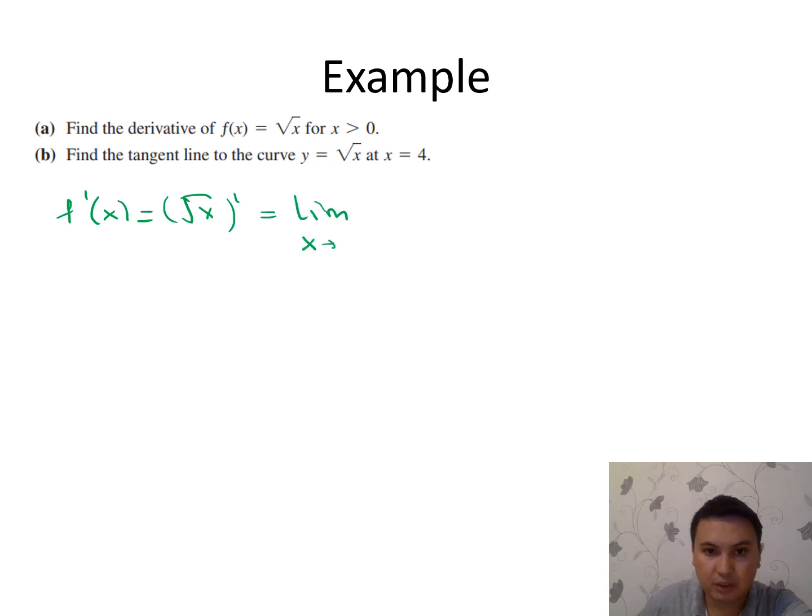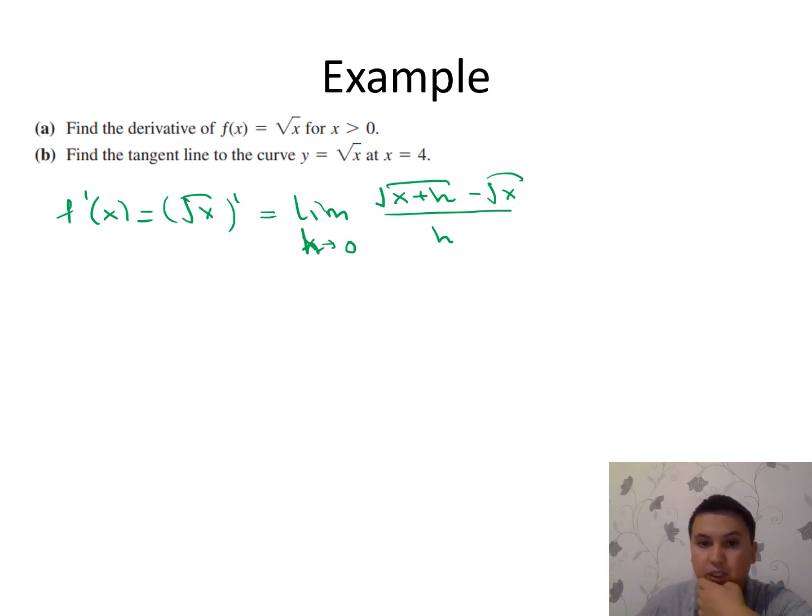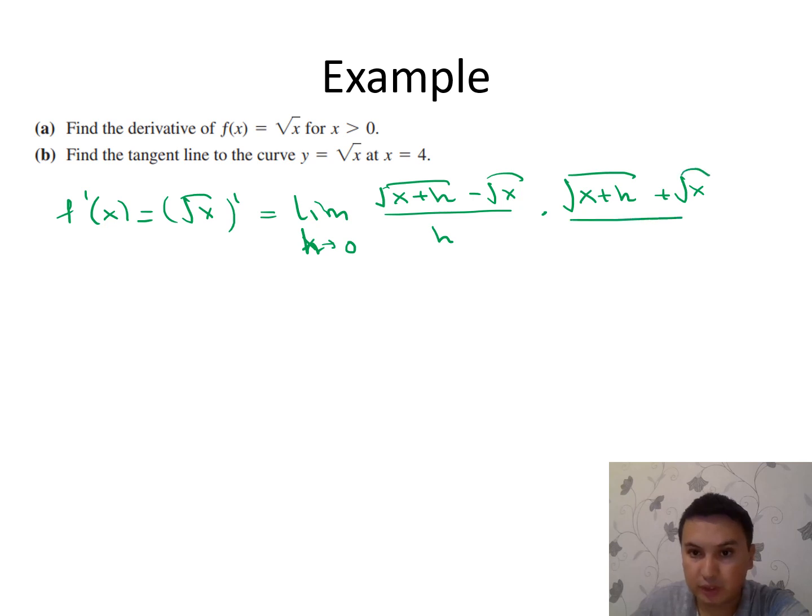Limit as h goes to 0. I could also use the other definition though. But anyway, h goes to 0 of square root of x plus h minus square root of x, divided by h, right? Okay, so how do we handle the square roots? Well, one option would be to rationalize the numerator.